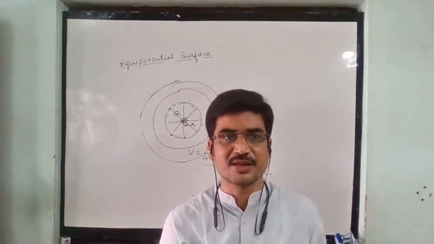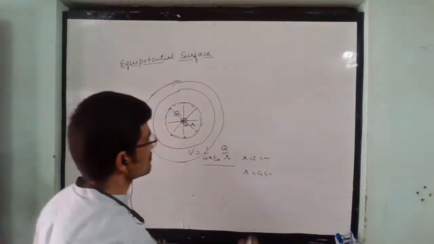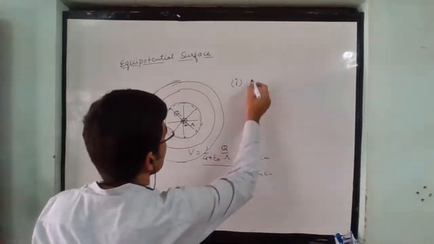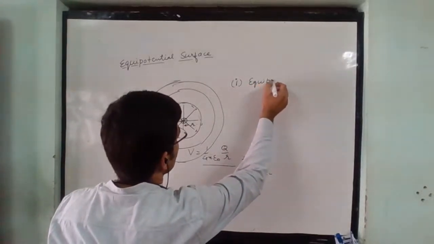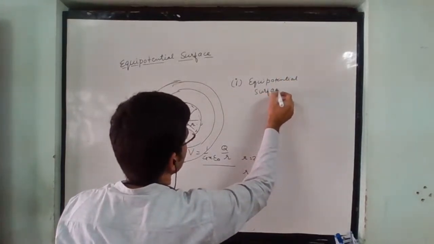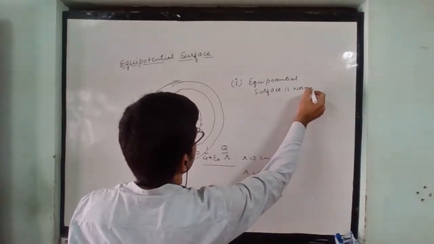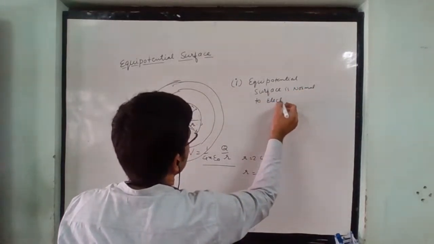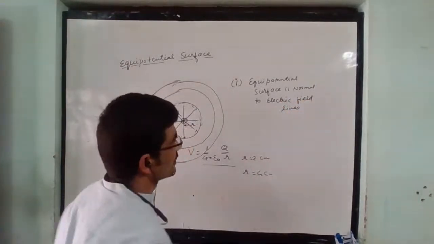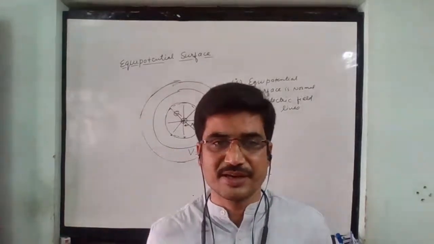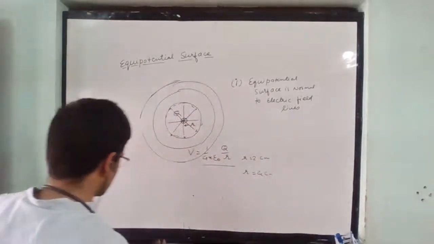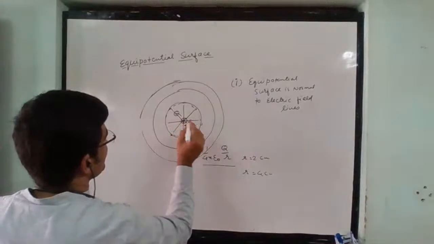Of equipotential surface. So just note down one by one. The first property: the equipotential surface is always perpendicular or normal to electric field lines. Okay, so when we have seen the electric field lines, you have observed, just try to memorize. When we have a point charge here, so this will be the electric field lines.